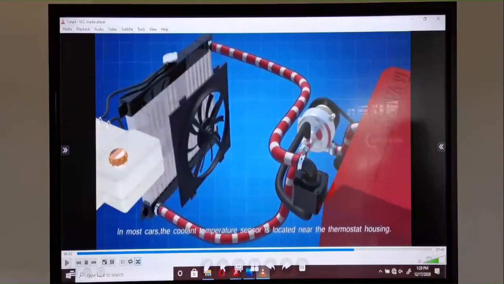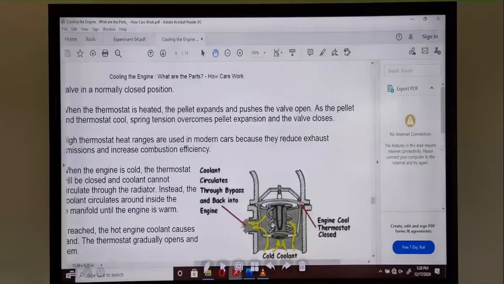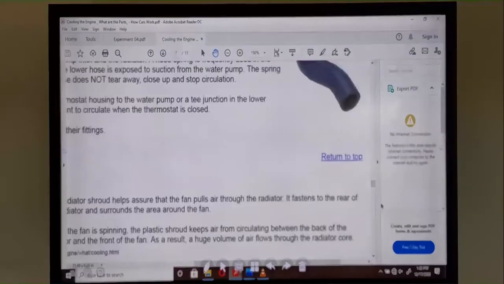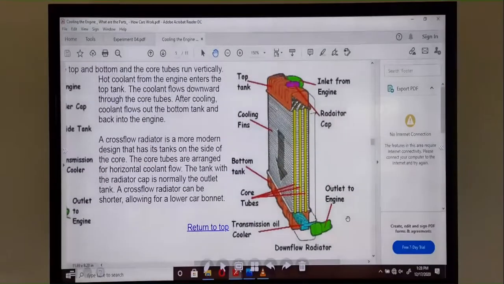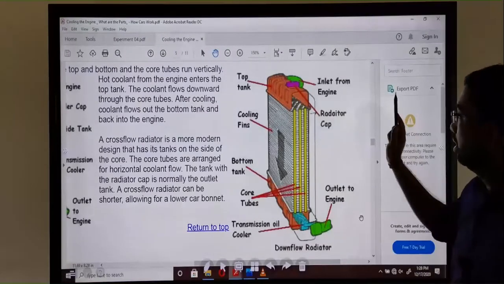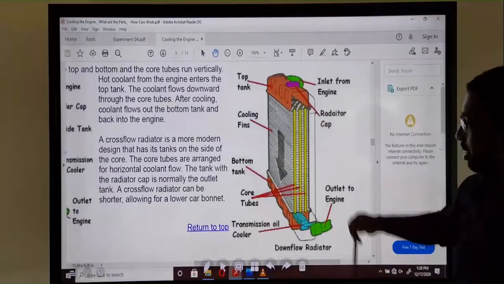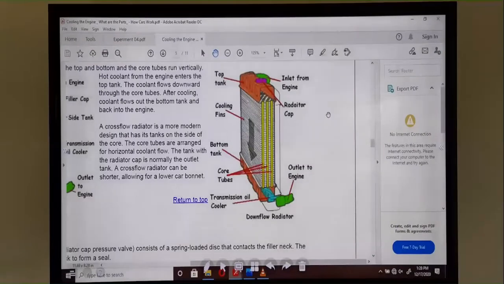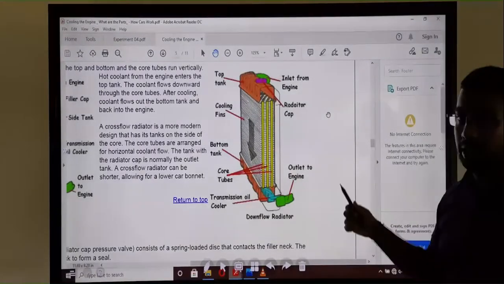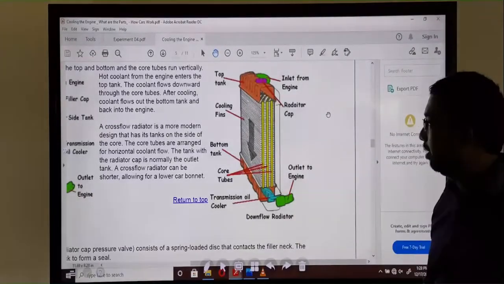We just studied the radiator. Okay, there's a CAD model, you can see here. This is the CAD model of the radiator. This is a radiator cap. You can see here also there are cooling fins. This is also the same as the air cooling. Here also, the cooling fins.